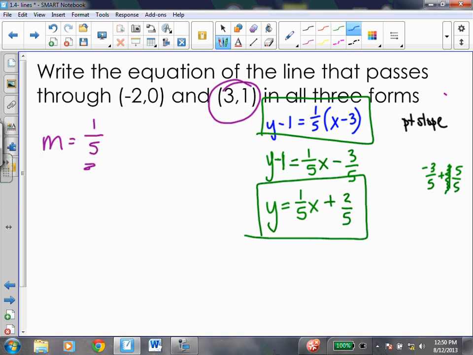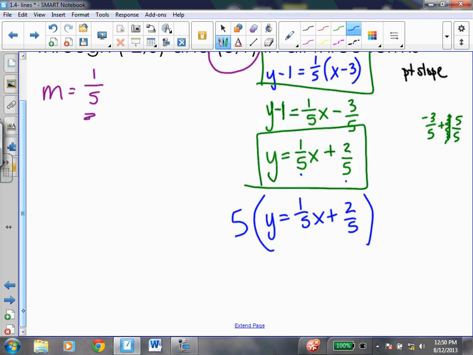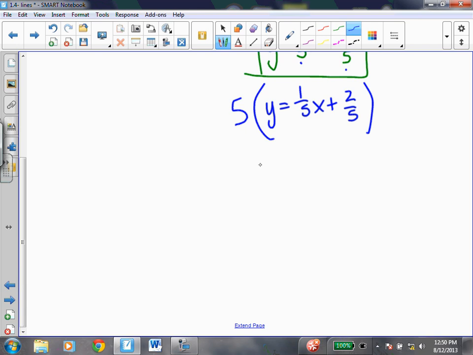Now the last one is standard form. In standard form, you have to have all integers. So the first thing I'm going to do before I do anything is get rid of the fractions. You can always multiply to get rid of fractions. Look at the denominators and think of the common denominator between all the numbers. So in this case, my common denominator is 5. So in this equation, I'm going to multiply everything by 5. This will get rid of my fractions. So it's 5y equals 5 times 1/5 is just 1, and then 5 times 2/5 is 2.